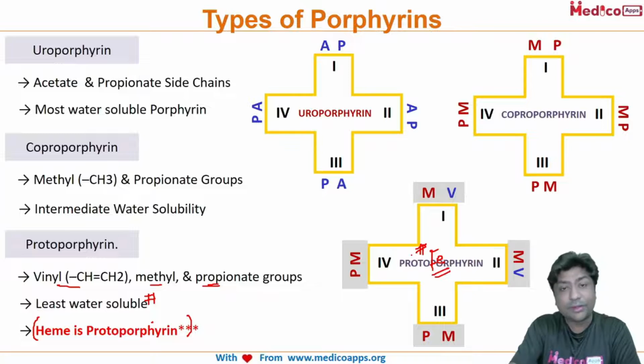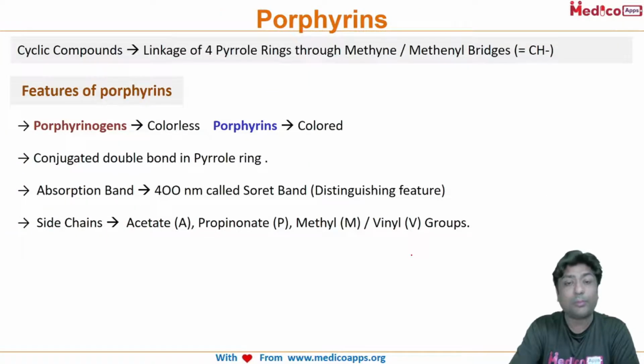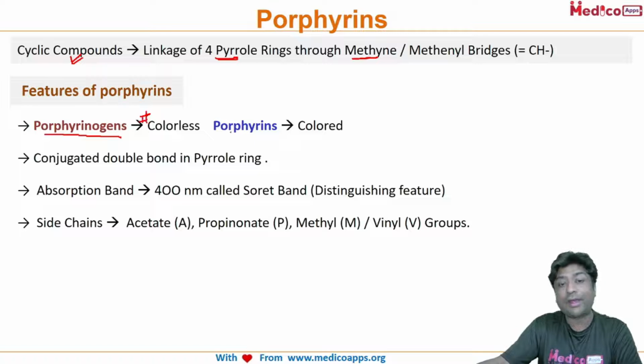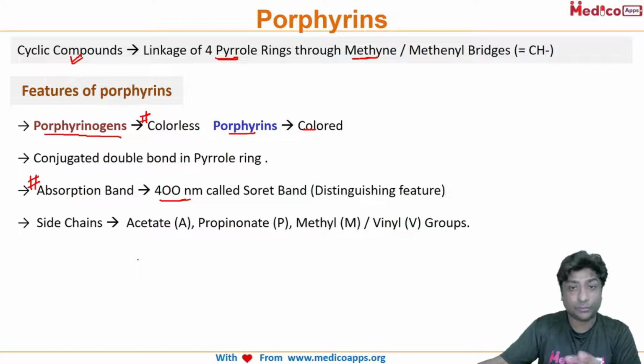Okay, so once we have learned the various structures of porphyrin, there are some very important points about porphyrin which you have to remember. I have told you most of these, but let's have a review. So what are porphyrins? These are cyclical compounds, basically four pyrrole rings joined together through methylene bridges. We know that porphyrinogens are colorless, but porphyrins are colored. And there is a very important feature of porphyrins: they absorb light in the 400 nanometer range.